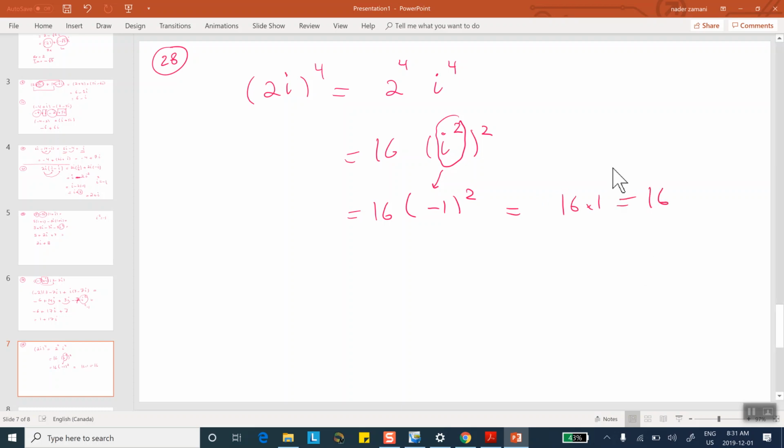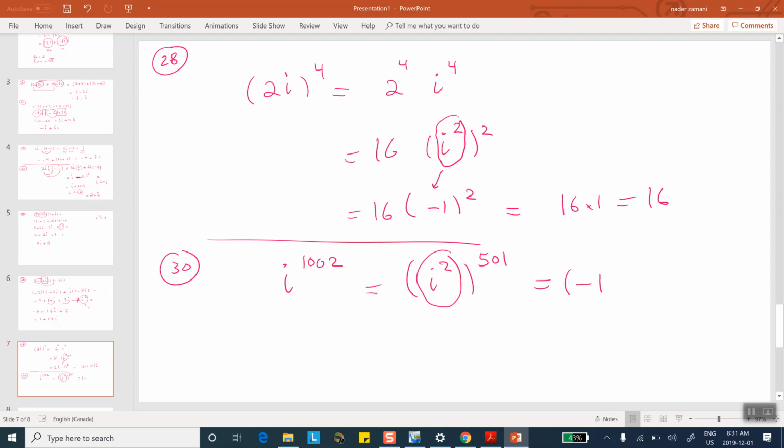Okay? Let's do another one. 30. And then the rest of these I'll do in a different segment. It's going to be i to the power 1002. Okay, so let me think about it like this. i to the power 2 to the power 501. But i to the power 2, this thing is a minus 1. So to the power 501.